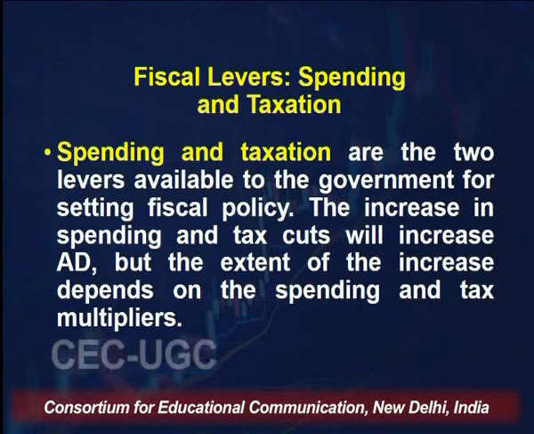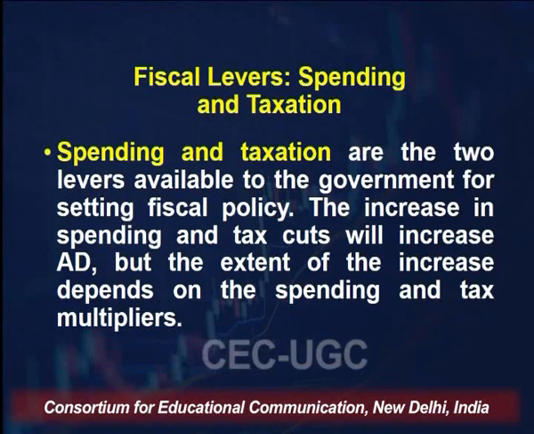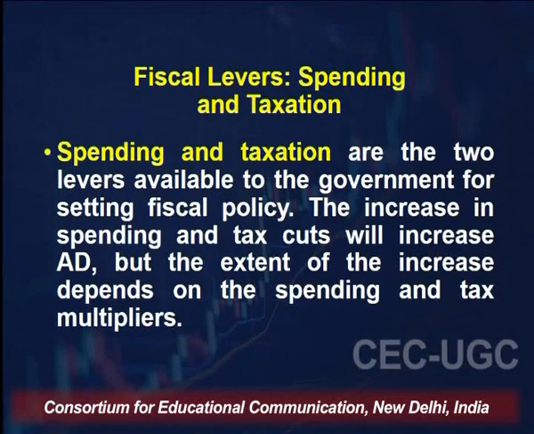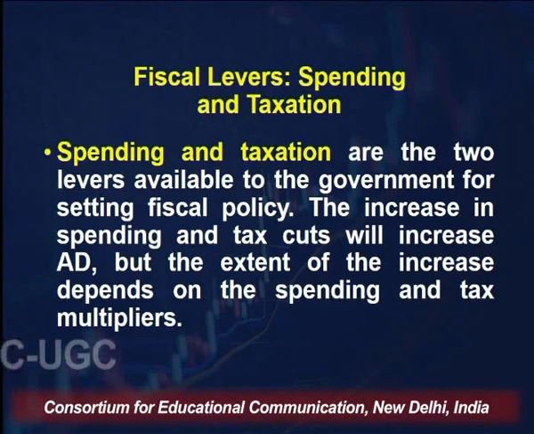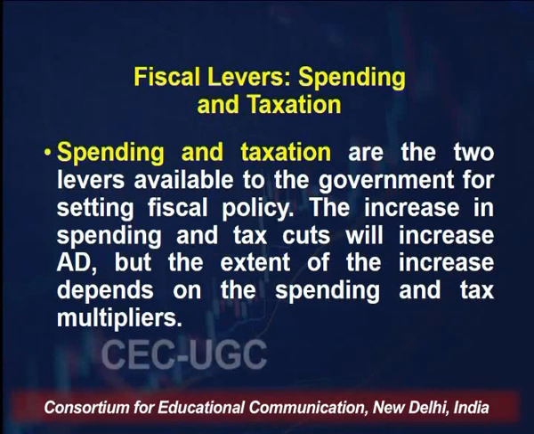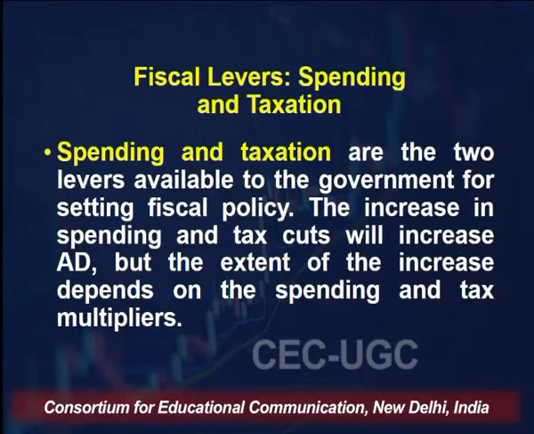So an increase in spending and tax cuts will increase aggregate demand, but the extent of the increase depends on the spending and tax multipliers, because the multiplier also takes place there, as we have discussed: there will be an investment multiplier, there will be an income multiplier. The government spending multiplier is the number that indicates how much change in aggregate demand would result from a given change in spending.